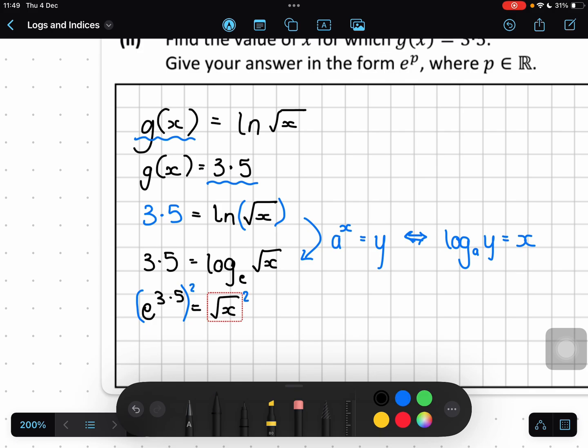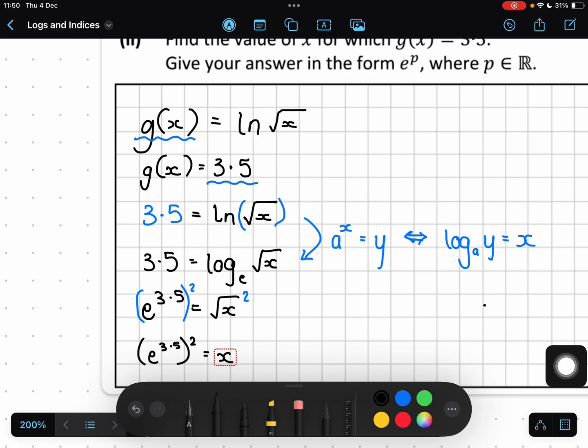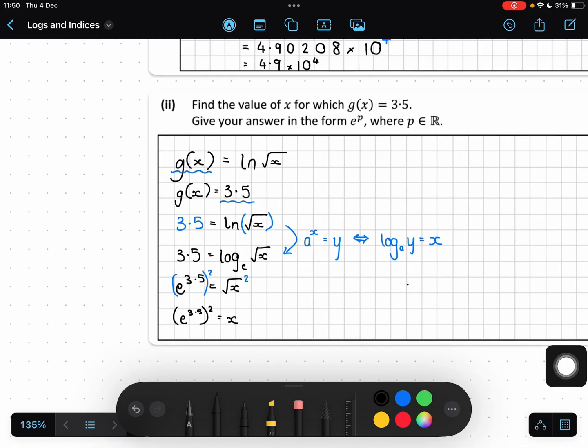So what is e to the power of 3.5 all raised to the power of 2? What is that equal to? Because as soon as I know what that is equal to, then I have x. So open up your indice rules. You already have them open actually because you have your log rules open and they're on the same page. If I have a to the power of p all to the power of q, then this is my rule. So they multiply together, so it's going to be e to the power of 3.5 by 2, so e to the power of 7 is equal to x.